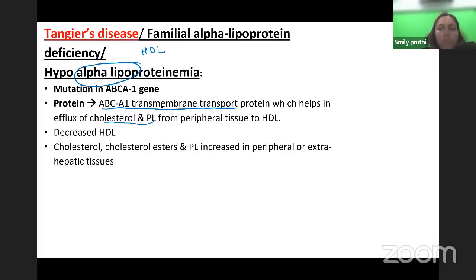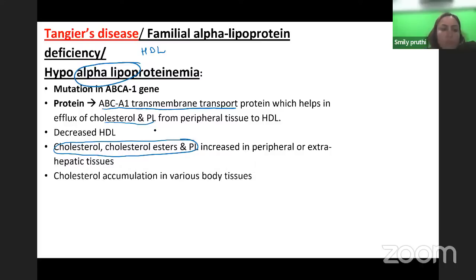So decreased HDL, with cholesterol, cholesterol esters, and phospholipids increased in peripheral or extrahepatic tissues, right? Obviously, these are not taken up from peripheral tissues, so they will be increased there. Cholesterol accumulation occurs in various body tissues. Because cholesterol is not getting efflux from peripheral tissues, it will get deposited in the tonsils, giving enlarged yellow-orange tonsils, which is the characteristic feature.